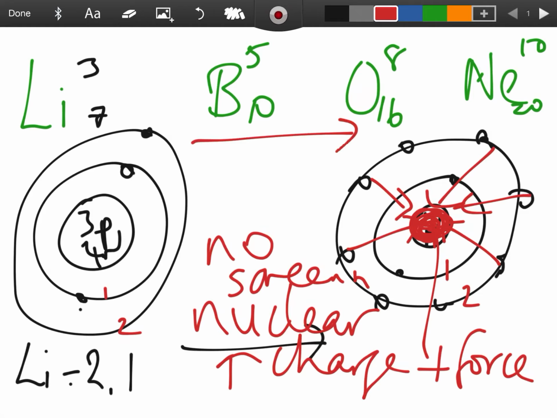And what we consider that to be is an increasing effective nuclear charge. That incorporates both points, that there's no screening increase and that there is an increase in nuclear charge. So the effective nuclear charge is increasing as you go across, and that's why the atomic radius will decrease.